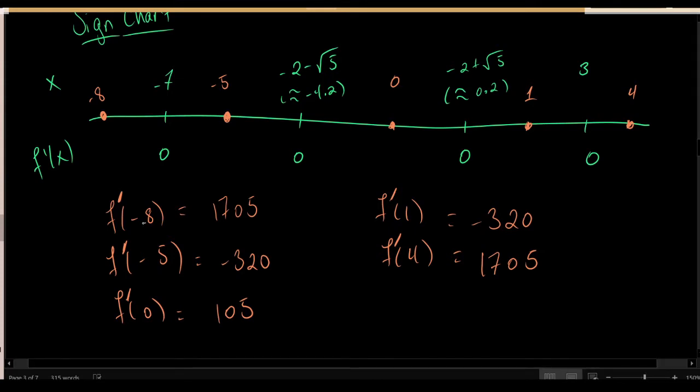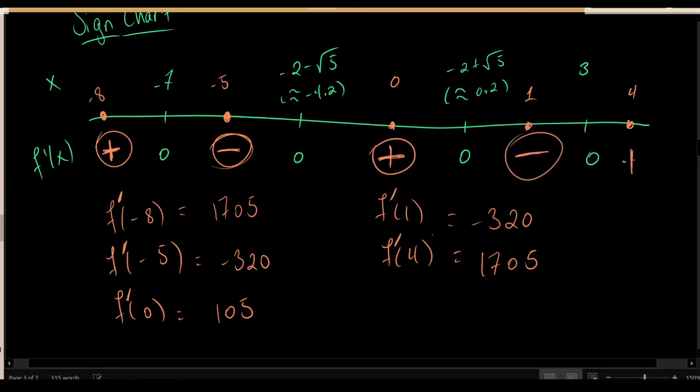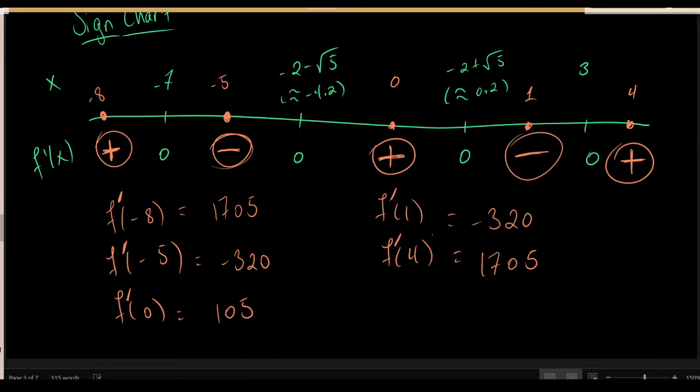So I plugged in -8 to f prime, and I got a positive result. So I'm going to put a nice prominent plus sign on my chart. At -5, I got a negative result. So I'm going to put a minus sign on my chart. Then at 0, a positive result. Then negative. Then positive. So in this case, it's a little interesting. We ended up perfectly alternating between plus and minus every time we crossed a critical point. But do be careful because that's not guaranteed to happen.